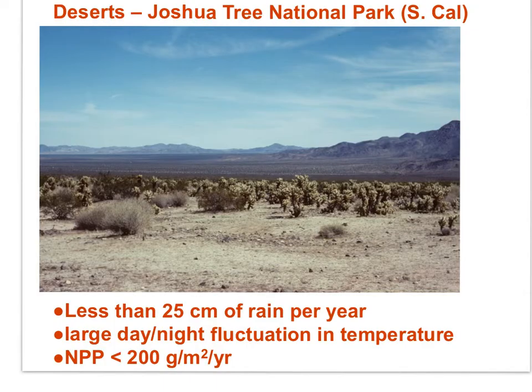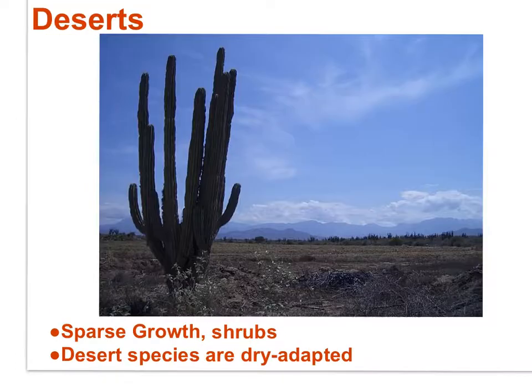Deserts are characterized by less than 25 centimeters of rain per year, large day-night fluctuation in temperature, and a low net primary productivity. The producer structure in desert biomes is that of sparse growth, shrubs, mixed with open, unvegetated area. Desert species are dry adapted, with succulent leaves or reduced leaf surface area or deep roots. Even the animal community displays dry adapted characteristics, such as the habit of burrowing.